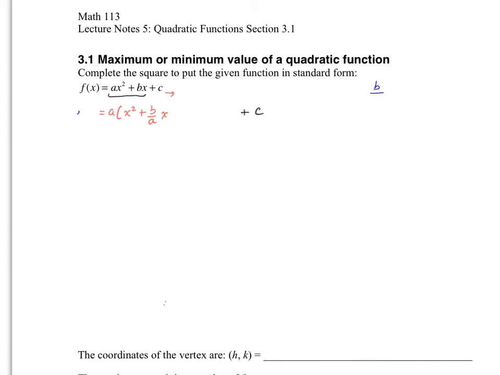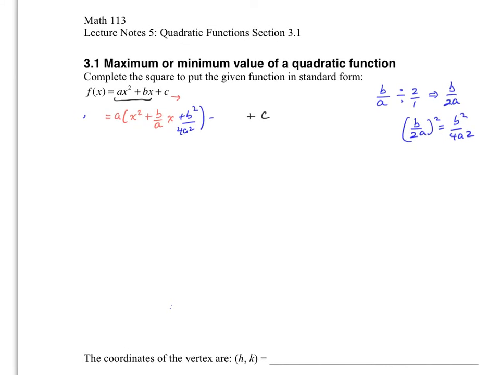Then whatever is in the middle, which is b over a, you're going to divide that by 2. This is the same thing as b over 2a. And remember, whatever you got, you need to square. So this will give you b squared over 4a squared. So therefore, you're going to add that here. But since this was not here, you also need to subtract the same thing. So now you have to subtract b squared over 4a.